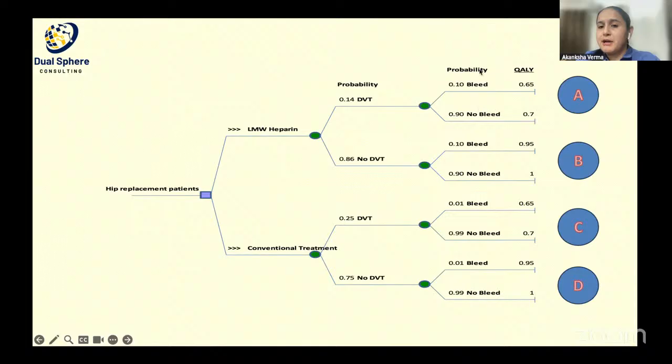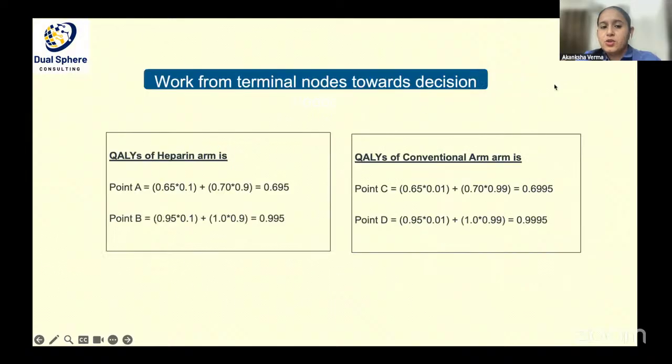0.65 into the probability of bleeding, 0.1. Similarly, 0.7 into 0.9, 0.1 into 0.95. So for point A, you will calculate bleed plus no bleed. Total qualities would be 0.695.